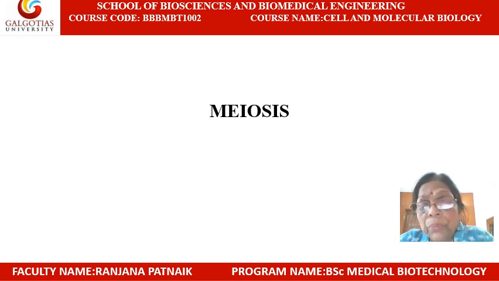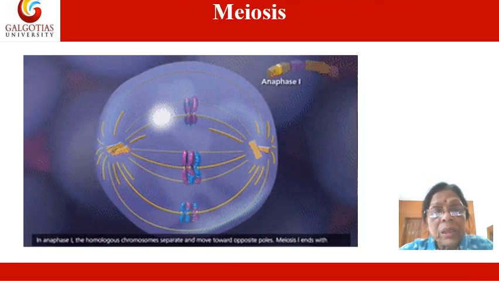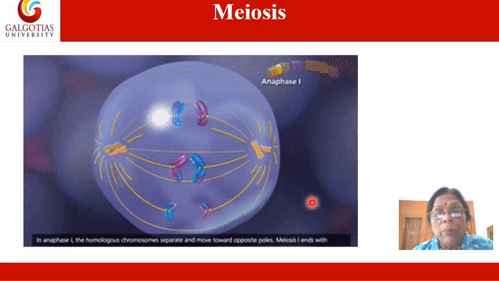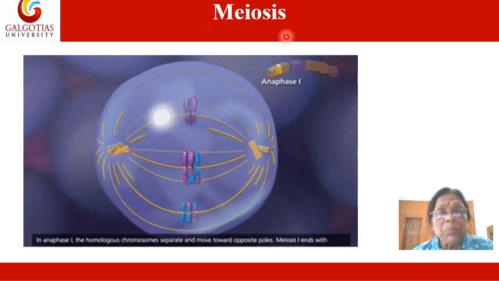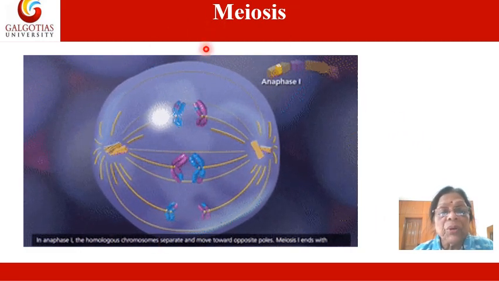Dear students, today I will discuss meiosis, and this is for our course Cell and Molecular Biology, and the code is BBBMBT1002. This slide is showing how the process of meiosis or cell division is taking place.